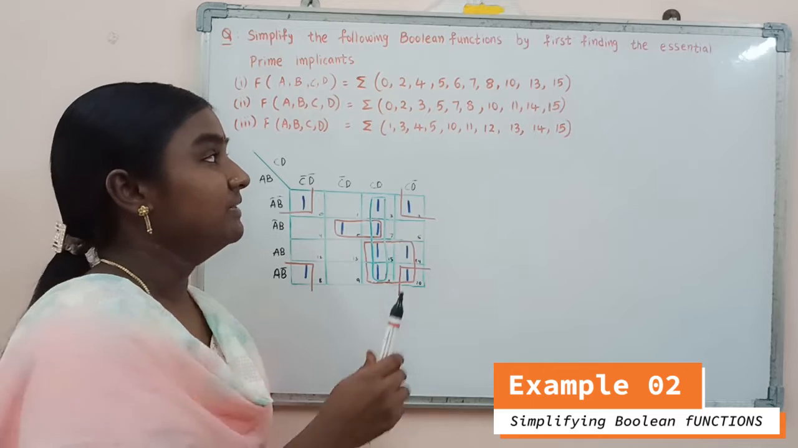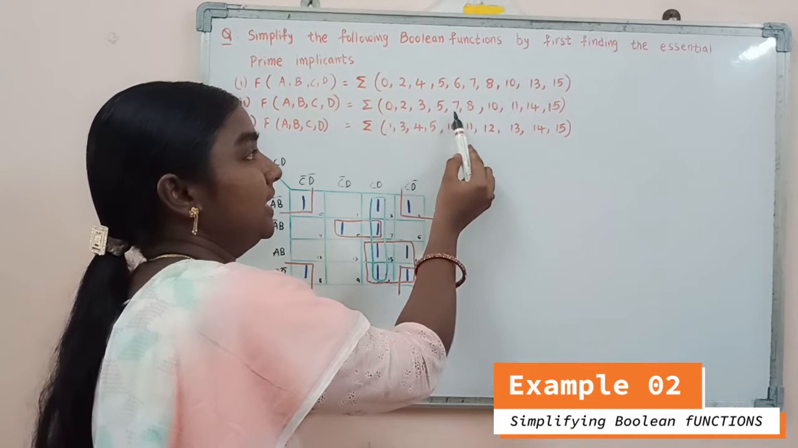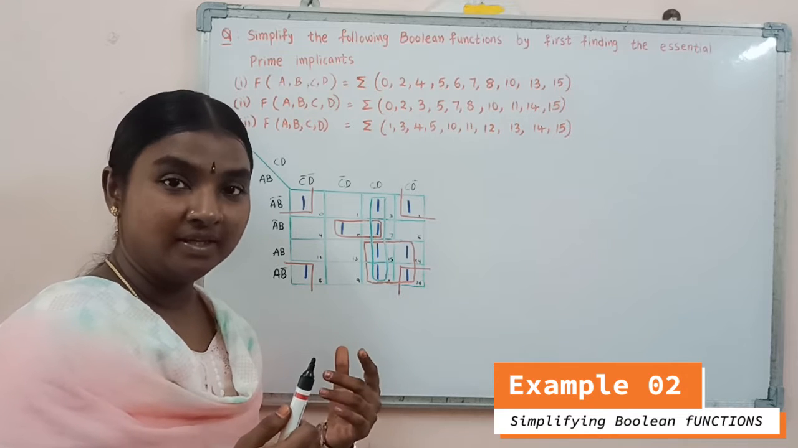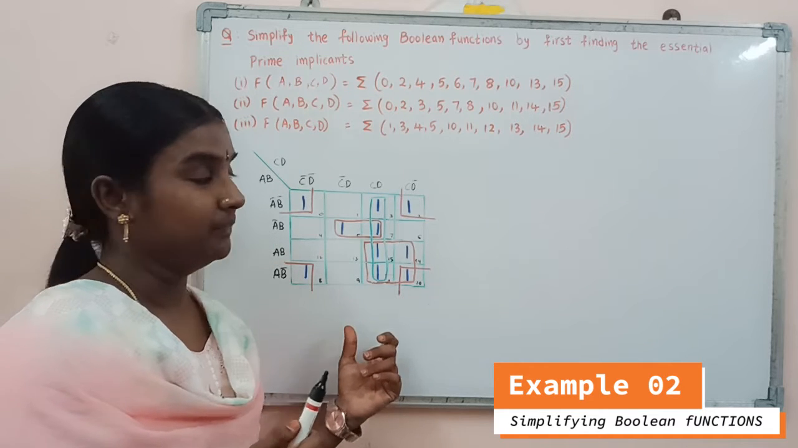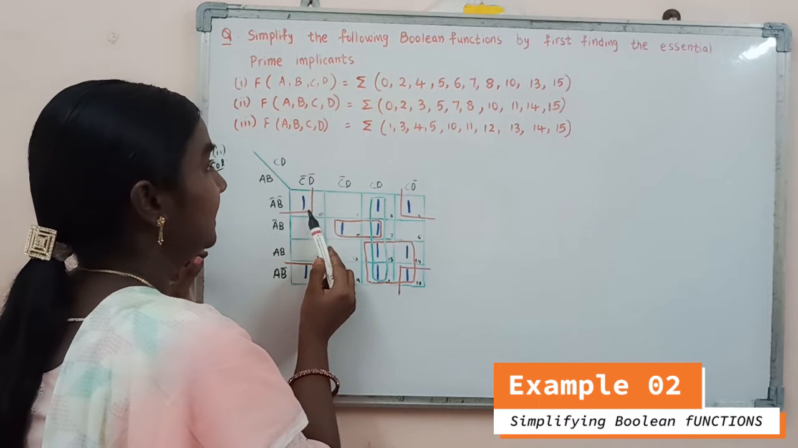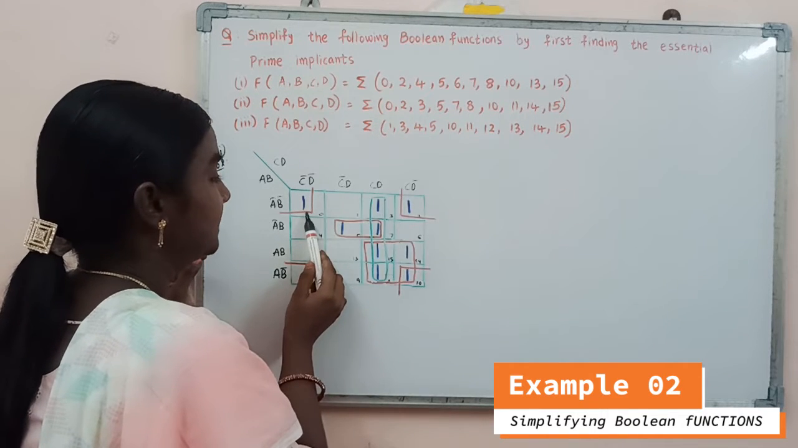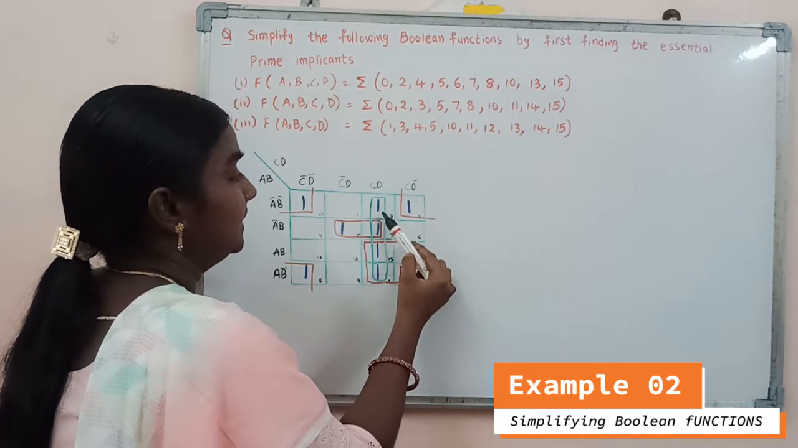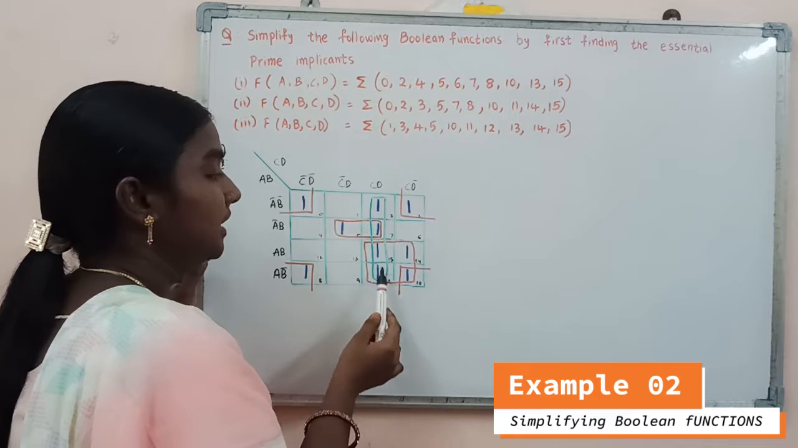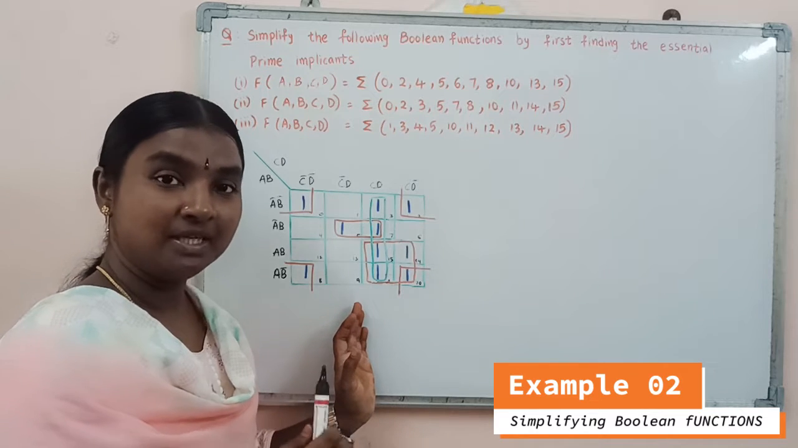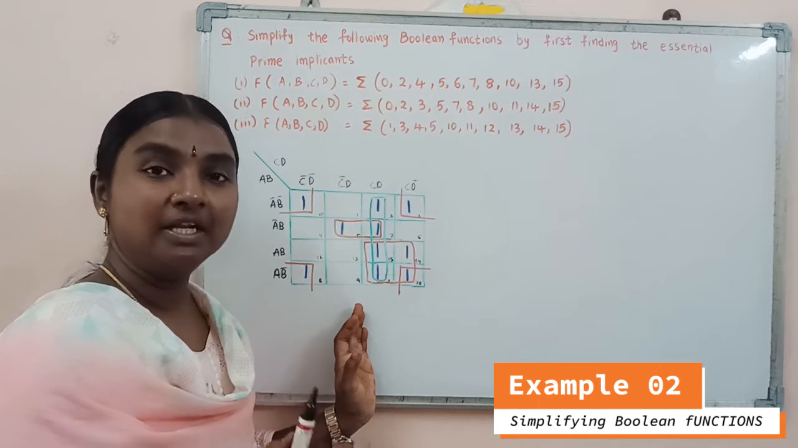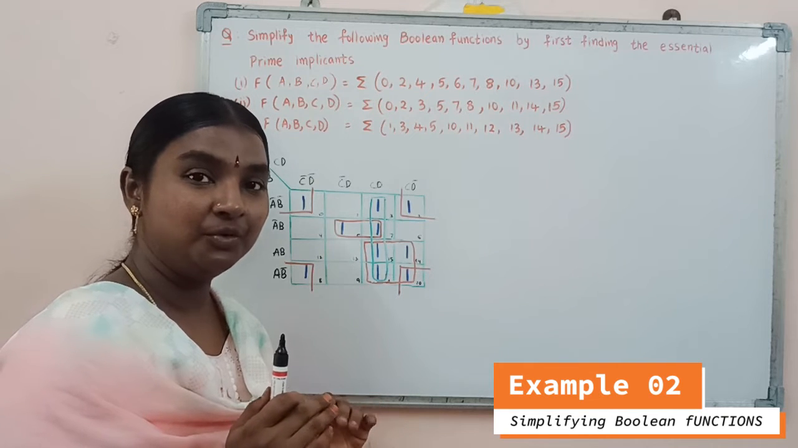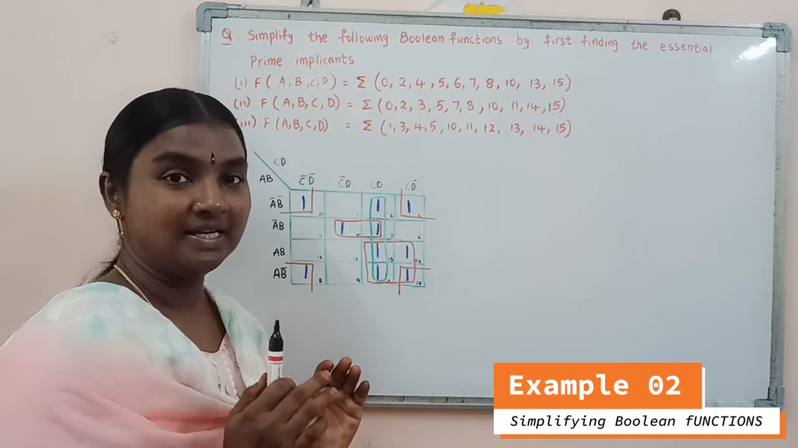Now, whatever minterms are mentioned in the second Boolean function, for all those minterms we need to assign 1 in the respective cell. So we assign the M0 minterm in this place, M2 in this place, M3 in this place, and similarly we assign all those minterms in their respective places. Now we need to combine the adjacent ones, so we need to make groups with adjacent ones.